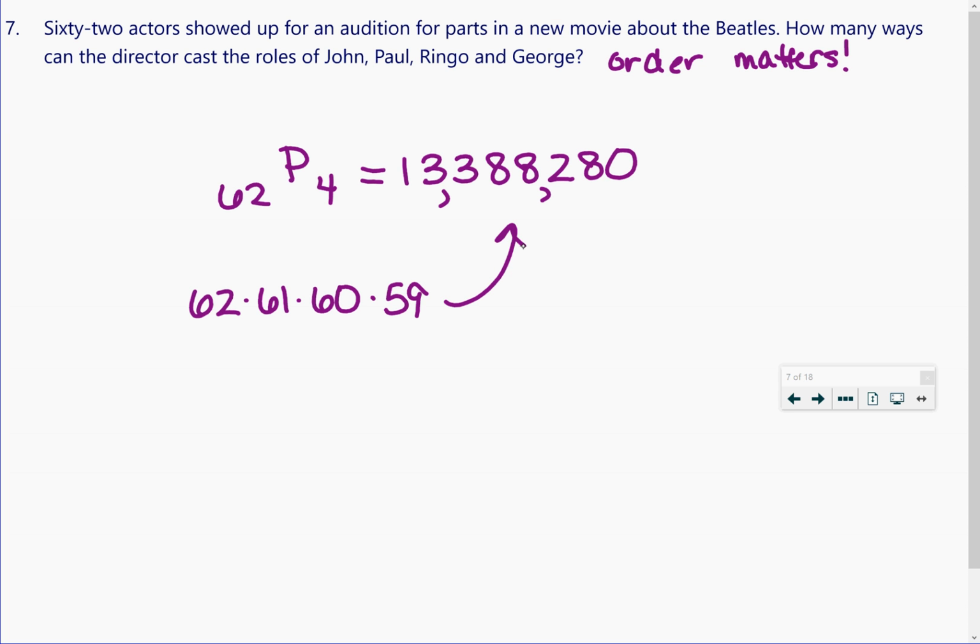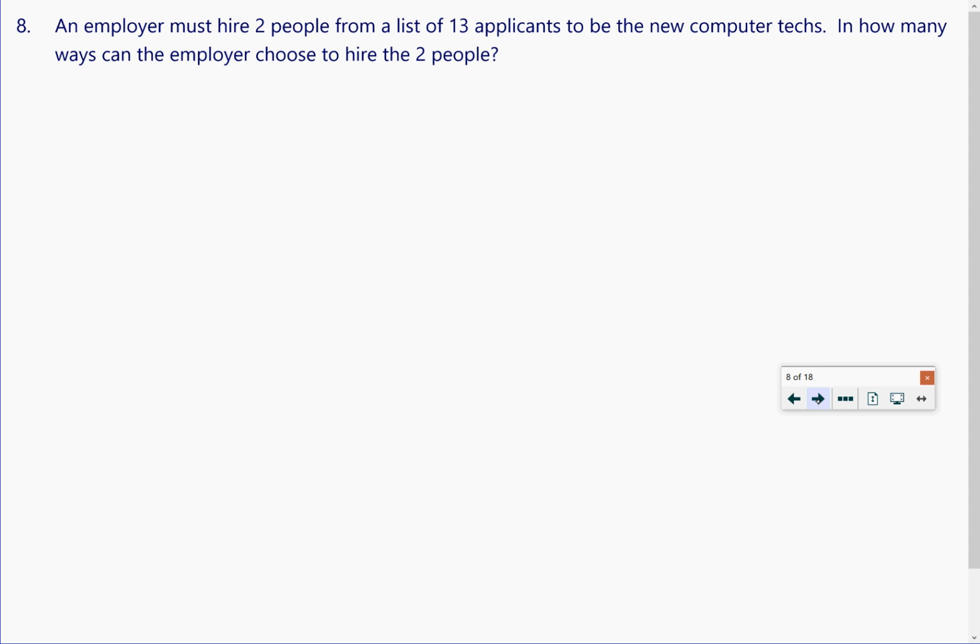Okay? Questions on that? Okay. An employer must hire 2 people from a list of 13 applicants to be computer techs. In how many ways can the employer choose to hire the 2 people? Does order matter? Order does not matter here, because let's say Bob and John are getting jobs, and if they're selected, whether Bob is selected first and John is selected second, or vice versa, they both still have the exact same positions. Right? Doesn't matter who's hired first, who's hired second.